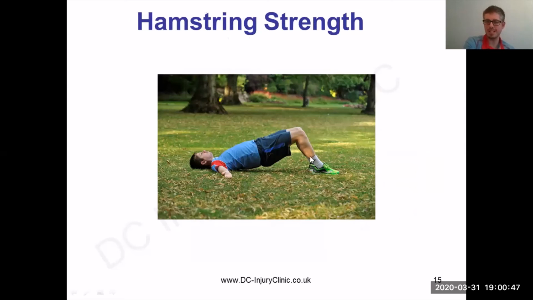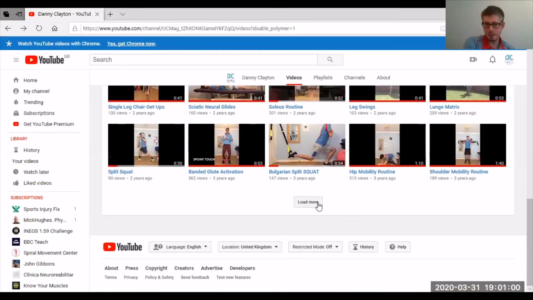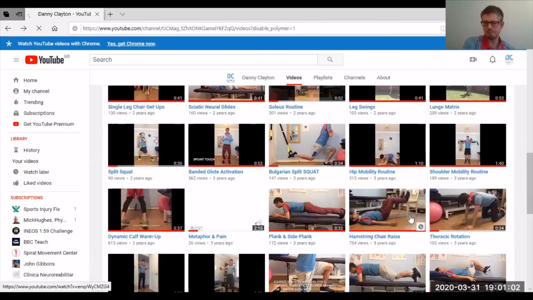I get people to work statically or isometrically. So I would look to be holding that for about 45 seconds, 5 times. Once people are comfortable doing that, very simply, get them to do what we call chair raises.